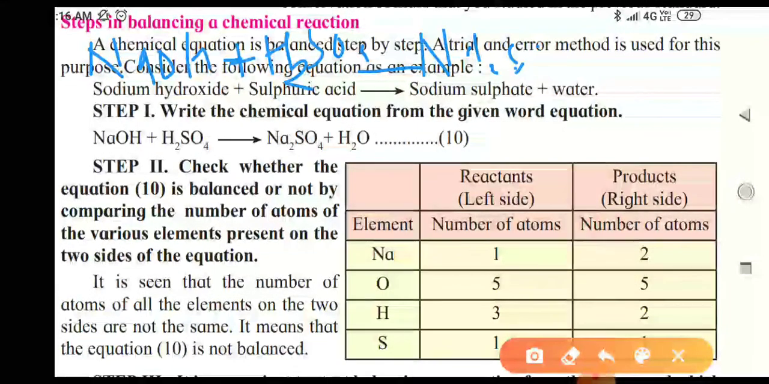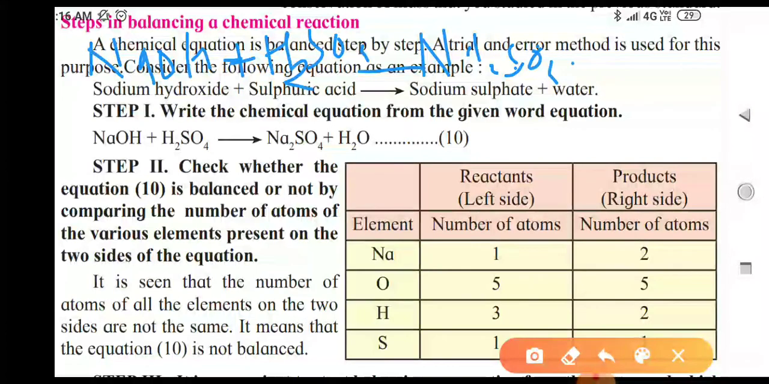Na2SO4 plus water, so H2O. So this is our required equation. Sodium hydroxide plus sulfuric acid gives sodium sulfate plus water. Now we have to balance this equation. So first we have to check whether this is balanced or not.